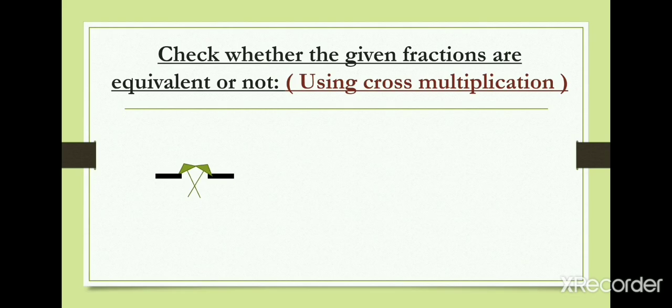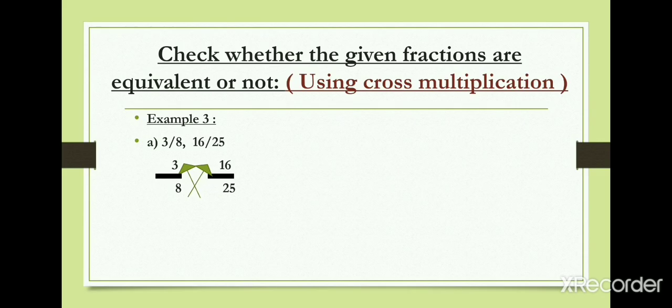Now the next topic is checking whether the given fractions are equivalent or not using the cross multiplication method. Example 3. The given two fractions are 3 by 8 and 16 by 25. We are going to check whether these two fractions are equivalent or not. First, write the fractions 3 by 8, 16 by 25. Then, for the cross multiplication method, we have to multiply the denominator of one of the given fractions with the numerator of the other fraction.